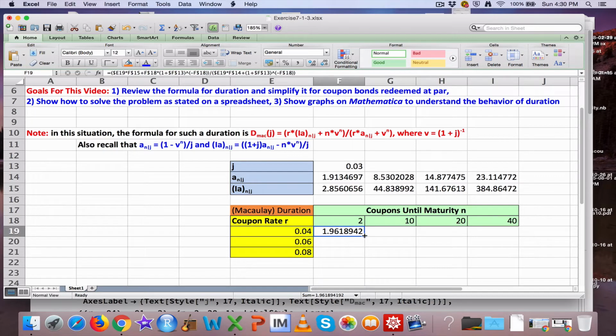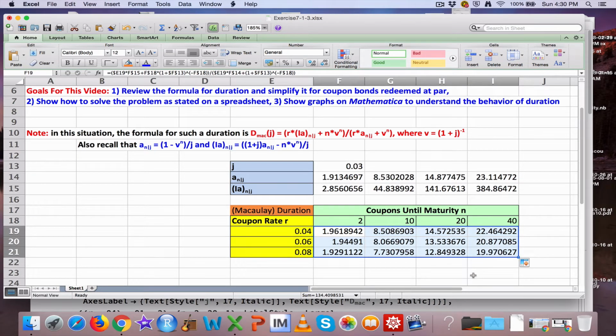Let's copy and paste this downward. And now copy and paste it to the right. And hopefully all these numbers should be correct. Let's see, maybe we should take the time to check one of them here. Actually, I could check it with Mathematica. I'm pretty sure my Mathematica is correct. Let's check this one with Mathematica.